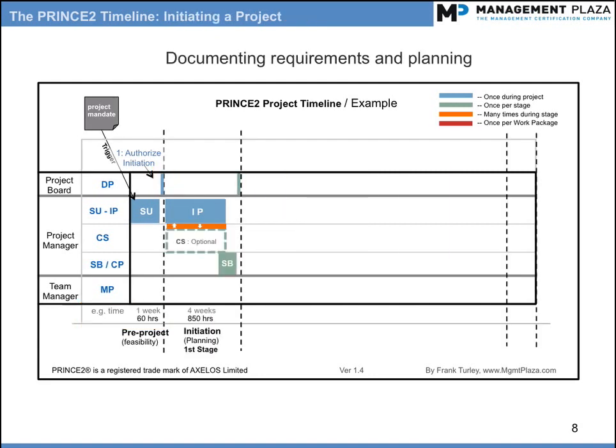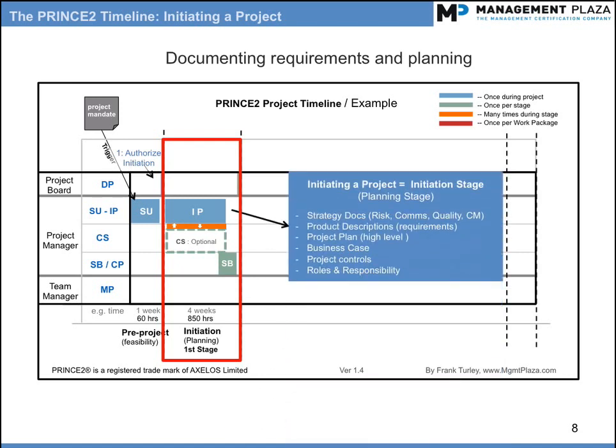Topic: initiating a project process or the initiation stage. After the first project board decision, the project manager uses the approved initiation stage plan to run the initiation stage. A better name for the initiation stage would be the planning stage. This is the first stage of the project.